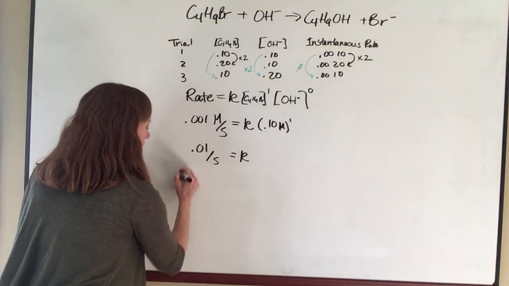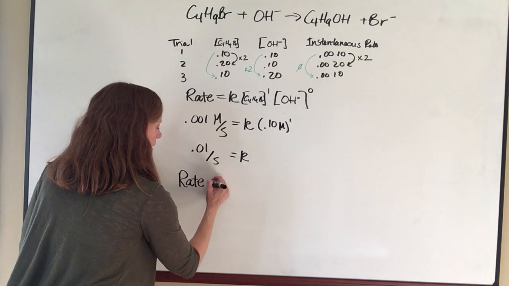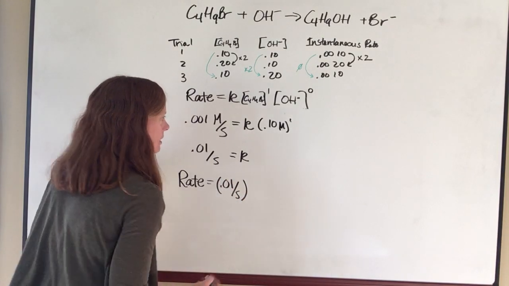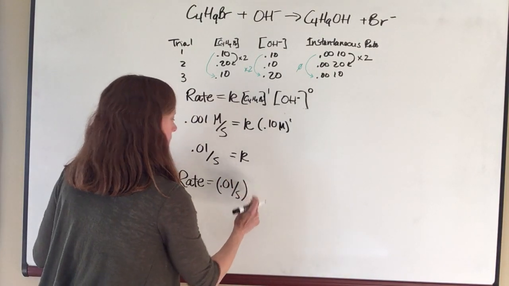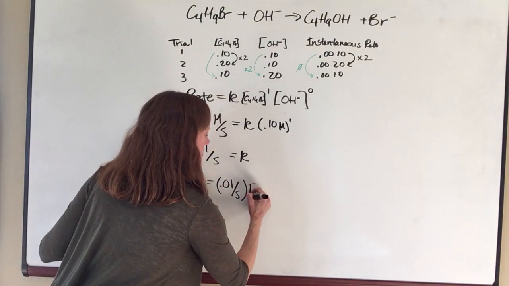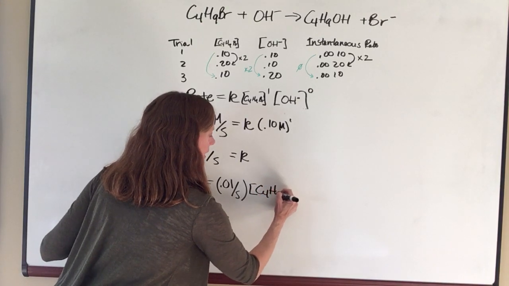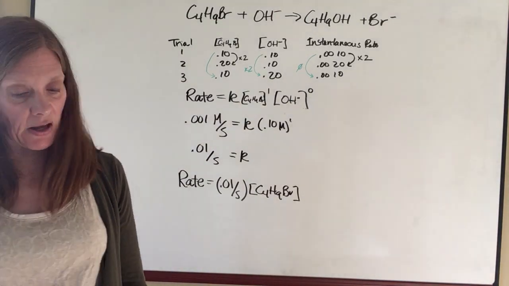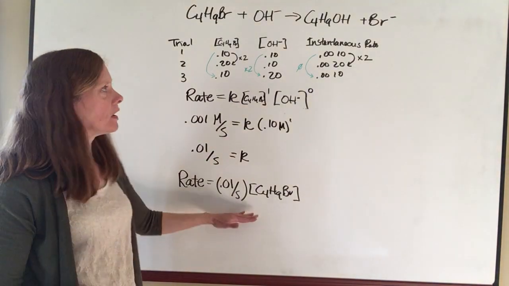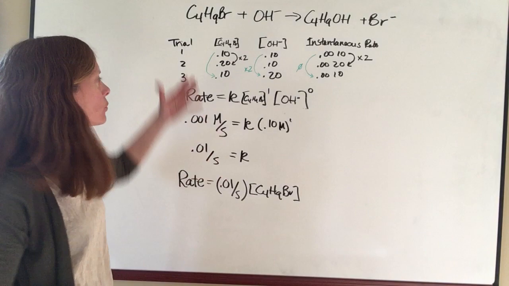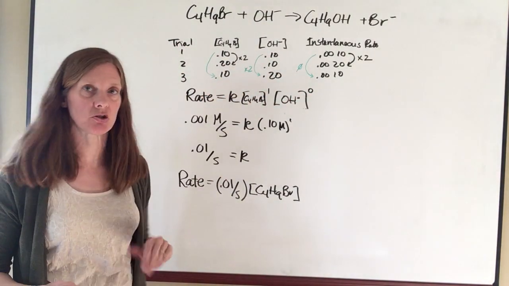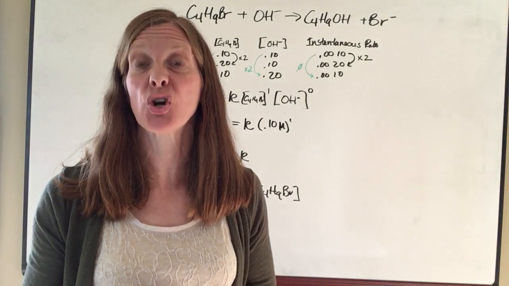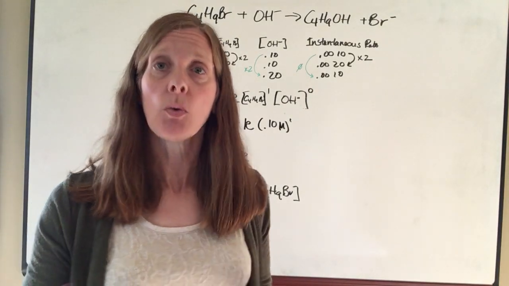So my overall rate equation is equal to 0.01 per second, because that's my K, times the concentration of C4H9Br to the first power, and I don't actually have to put that up there. Okay, so that was a little bit shorter, so if you can look at these numbers and see the relationship between them, you will be able to save yourself a lot of work. So I would like to encourage you to try it that way when you do your homework.